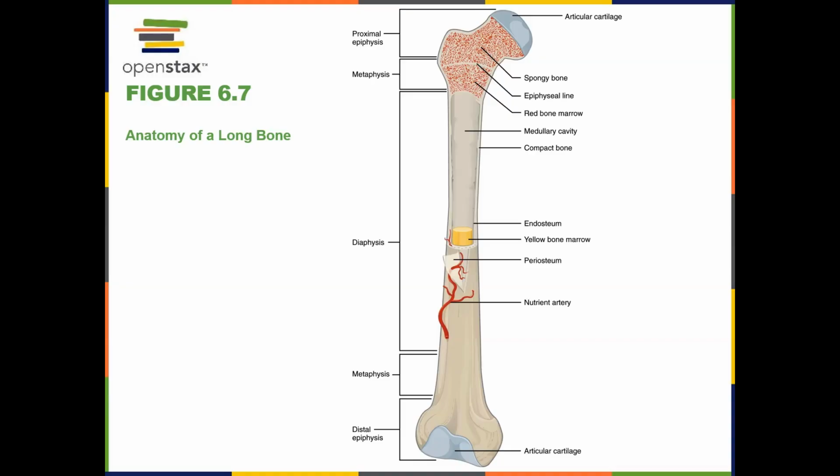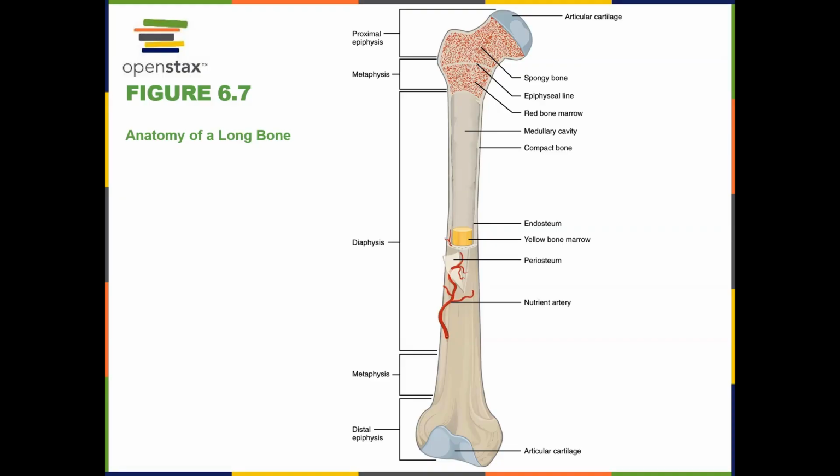The epiphysis is the expanded end. There's a proximal and distal epiphysis. The epiphysis is mostly composed of spongy bone, and articular cartilage covers the surface where the joint is formed, known as the articular surface.